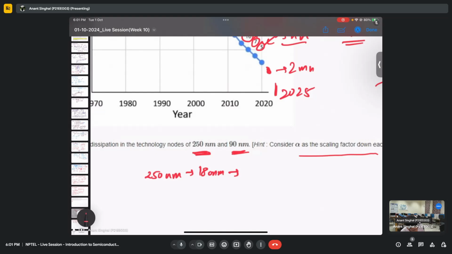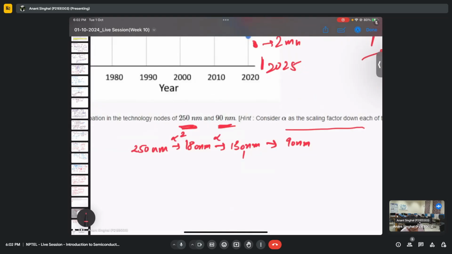So the power must have increased by alpha square for the first step, alpha square for the second, and alpha square for the third. So what it is basically saying is that P90 will be alpha square times alpha square times alpha square of P250. That will be alpha raised to 6 times P250. It is asking for P90 versus P250. Is there any option like that? Yeah, option D.